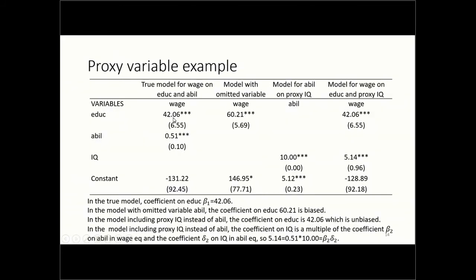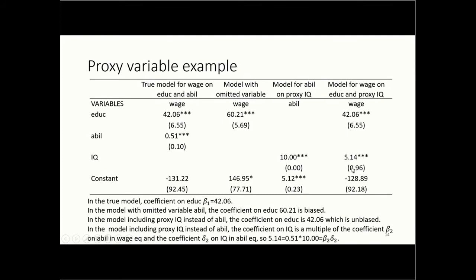And the reason for that is that now we have an unbiased coefficient. So if we don't have ability here and we don't include it here, you see how this coefficient is biased? But if we include a proxy instead, then we have a coefficient that is not biased. So this is really, really great news.